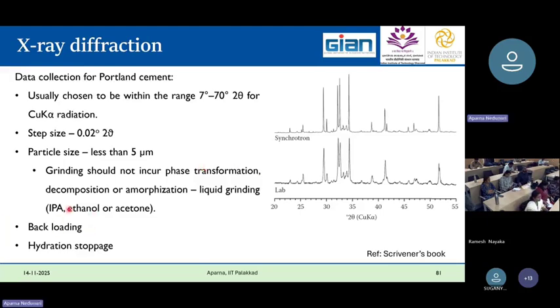As discussed earlier, it is preferred to have backloading, and as discussed in the TGA class, the way that we stop the hydration would also govern the amount of hydration products present in the system, and that would govern the peaks that we can see from the XRD.